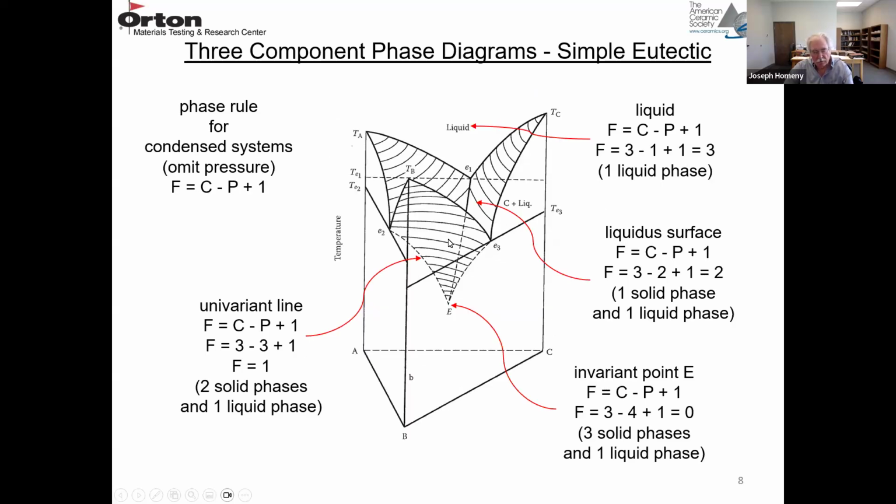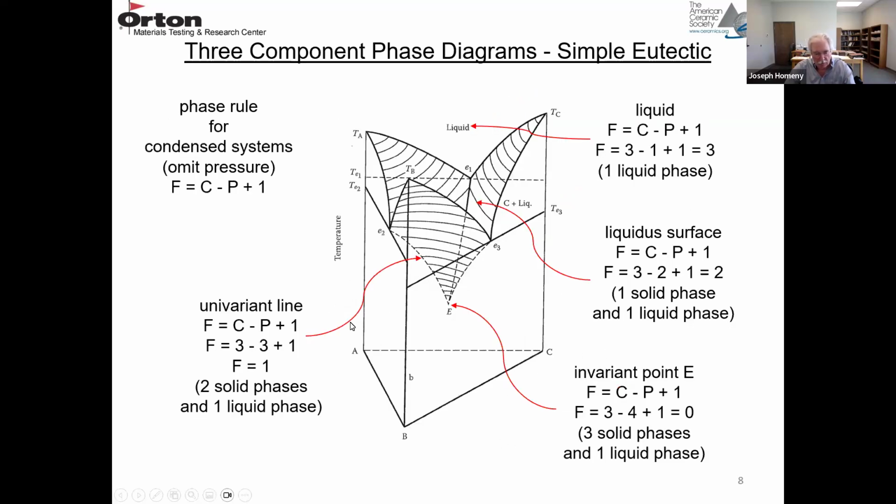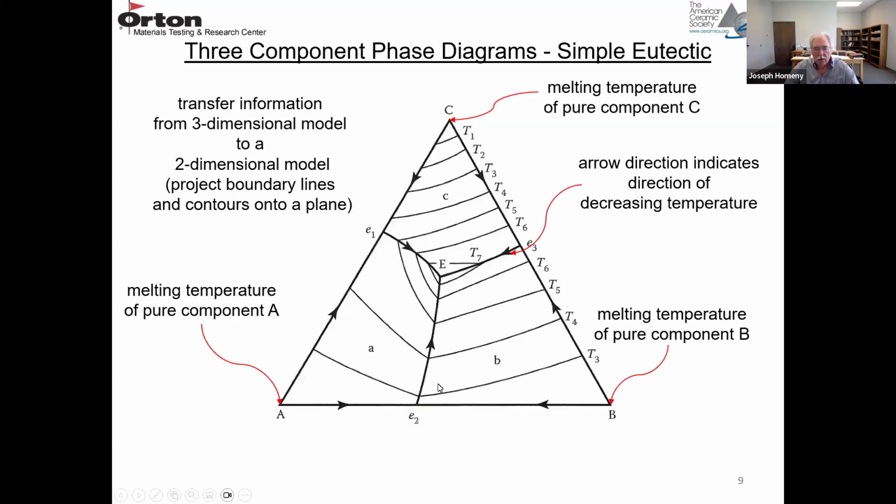So a diagram like this is not that useful. What is useful, and how all the ternary phase diagrams are presented, is as a projection. So you transfer the information of this 3-dimensional model to this 2-dimensional model. So you're just projecting the boundary lines and the contours onto this plane. And that's that equilateral triangle, ABC. So this is what you'll see when you look up ternary phase diagrams.